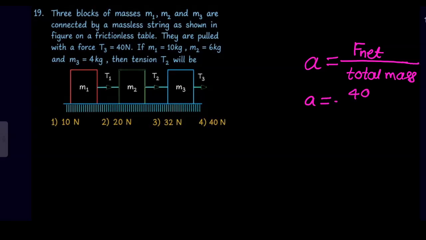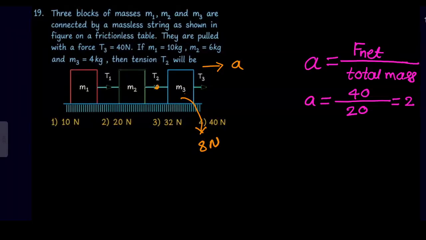This is 40 by total mass. Then how much is the acceleration now? Acceleration 2. So with an acceleration of 2, it will move. Now tell me how much this block will take. This M3 block, 8 newtons will be taken by this block.